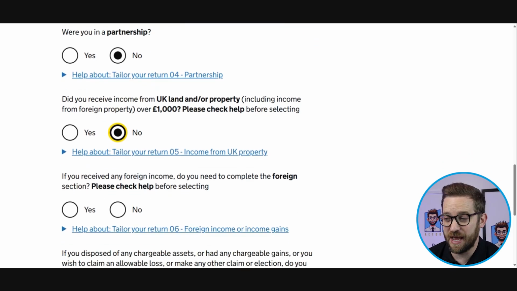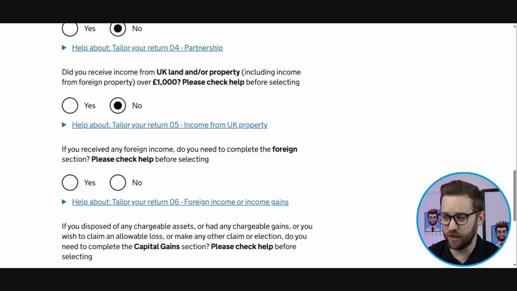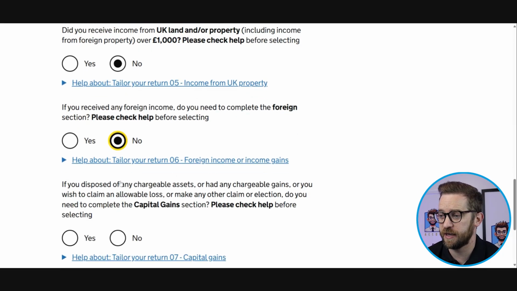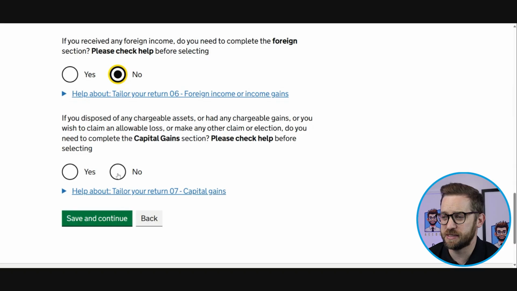Again, you have a separate £1,000 property allowance, which could be used against property income. So if you had a small amount of rental income, provided it's covered by that allowance, you wouldn't actually need to tell HMRC about it. If you received any foreign income, so maybe you're working overseas for part of the year, and then capital gains at the bottom.